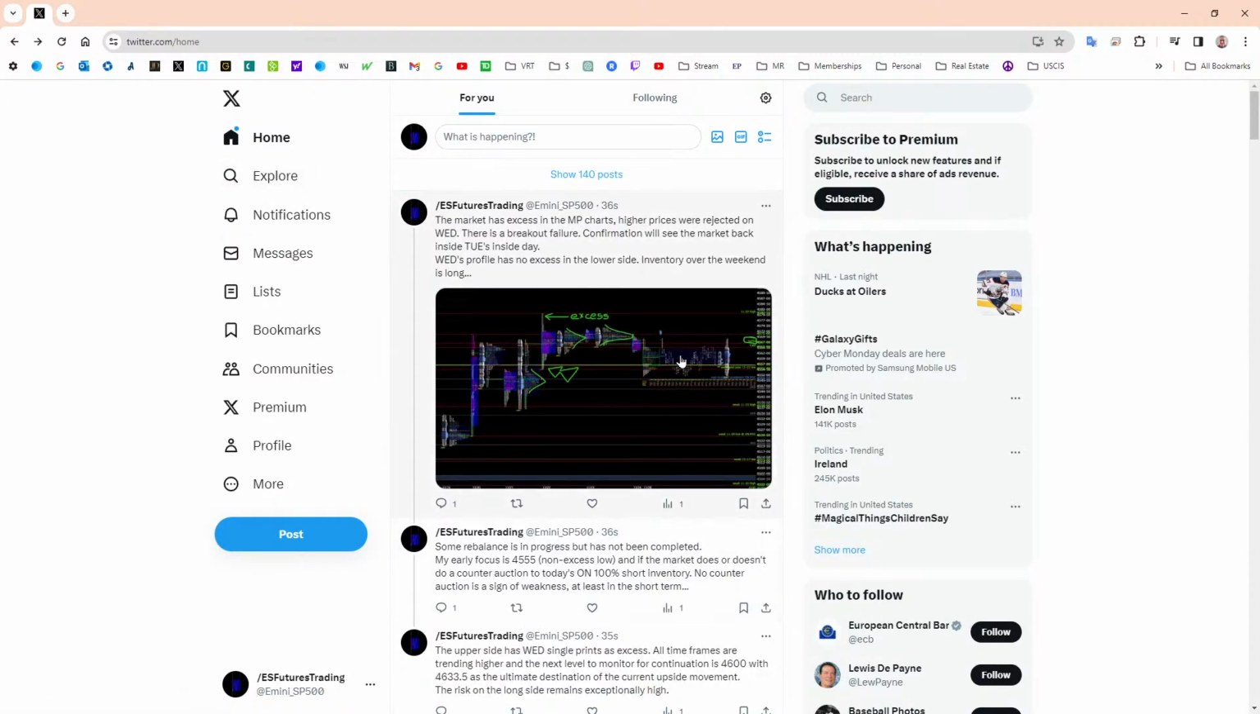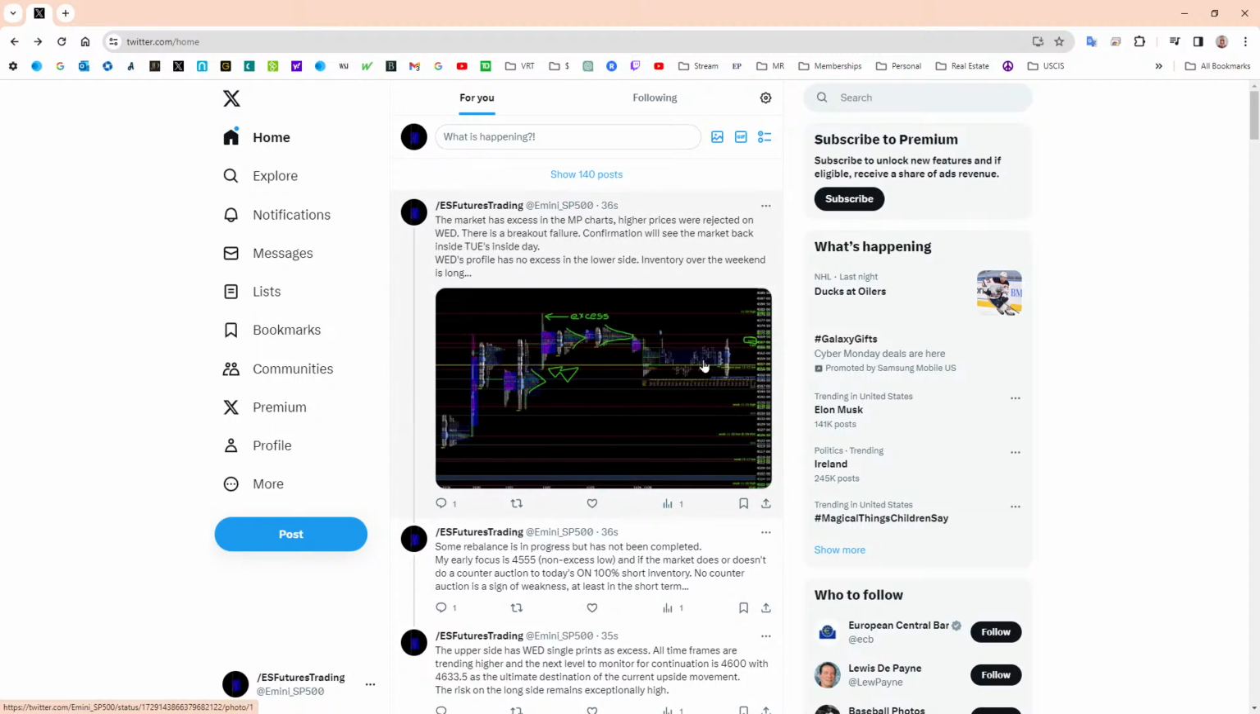Some rebalance is in progress. Market trading below this, all these long inventories, is some rebalance. My yearly focus is this level down here, and what the market does with this level and with this range in here. And no counteraction to this overnight inventory. Right now it is short, right? This was long here, and this is short. No counteraction to this one.